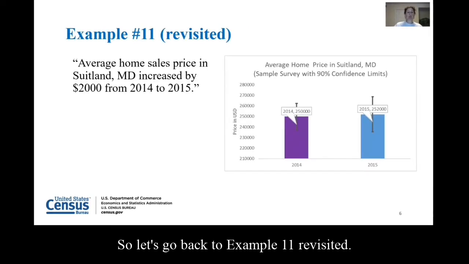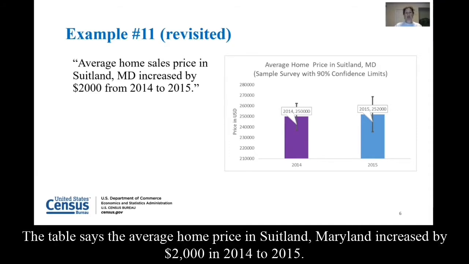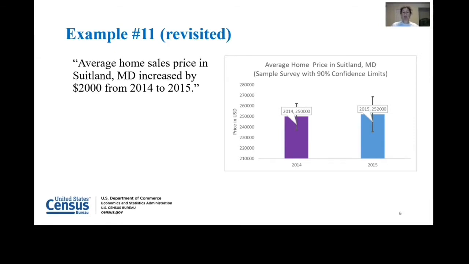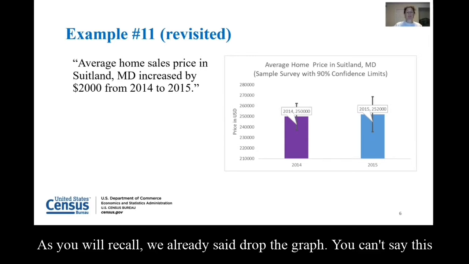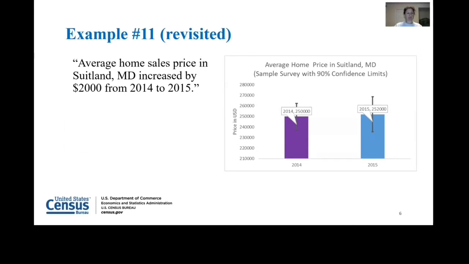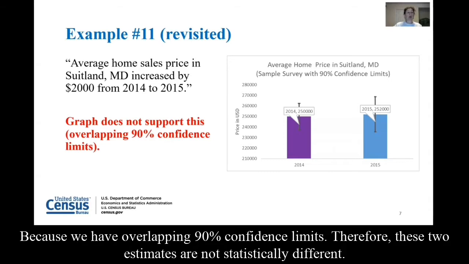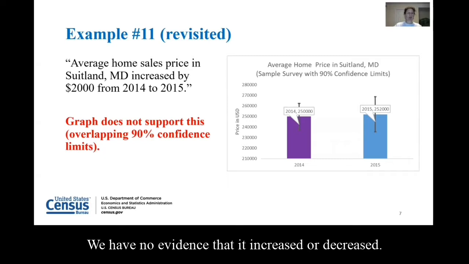So let's go back to example 11, revisited. The table says the average home price in Suitland, Maryland increased by $2,000 from 2014 to 2015. Now, as you will recall, we already said, drop the graph, you can't say this, because we have overlapping 90% confidence limits. Therefore, these 2 estimates are not statistically different. We have no evidence that it increased or decreased.